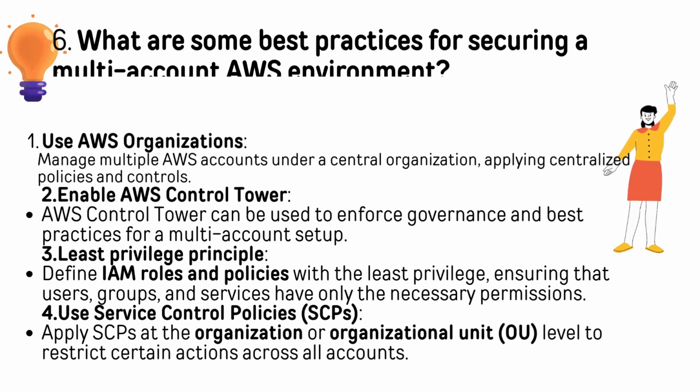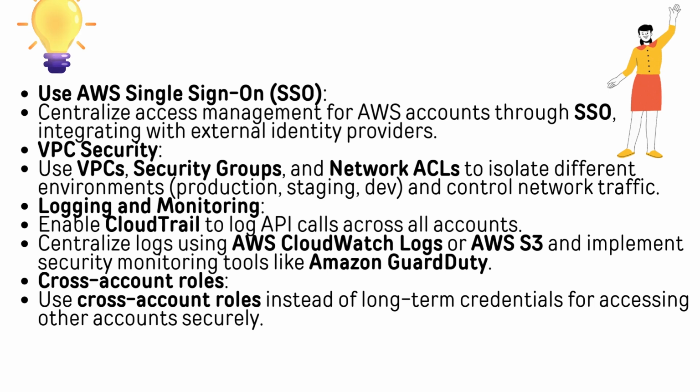4. Use service control policies, SCPs. Apply SCPs at the organization or organizational unit, OU, level to restrict certain actions across all accounts. 5. Use AWS Single Sign-On, SSO. Centralized access management for AWS accounts through SSO, integrating with external identity providers. 6. VPC security. Use VPCs, security groups, and network ACLs to isolate different environments, production, staging, dev, and control network traffic.